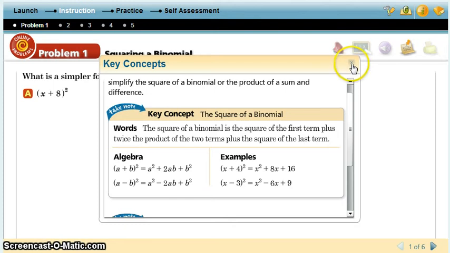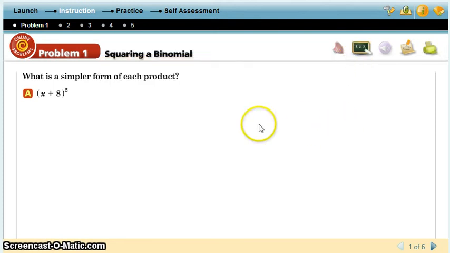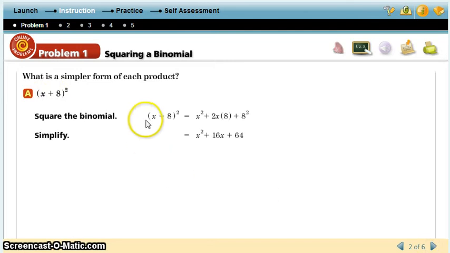So before we move on to the other key concept, let's look at some examples of squaring a binomial. x plus 8 quantity squared. So we're just going to follow the rule. We square the x and we square the 8. That's our first and our third terms. And then we have to multiply 8 times x and double it. So 2 times 8 times x. And so you just simplify those, and you get x squared plus 16x plus 64.